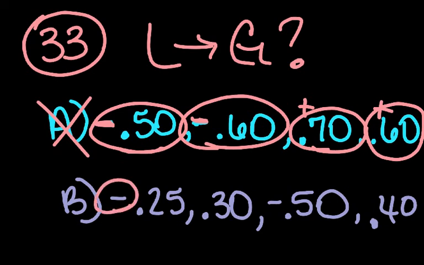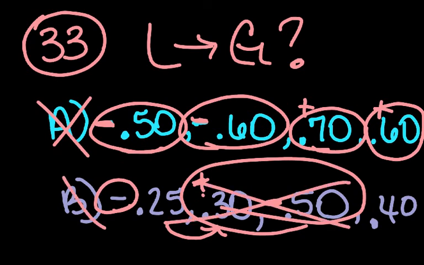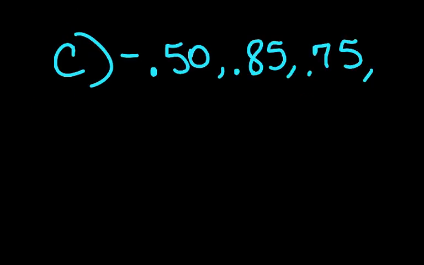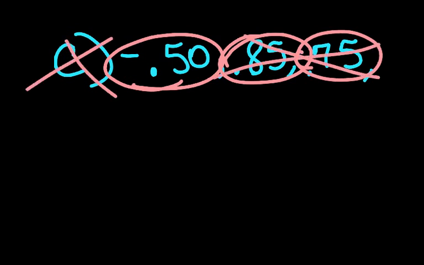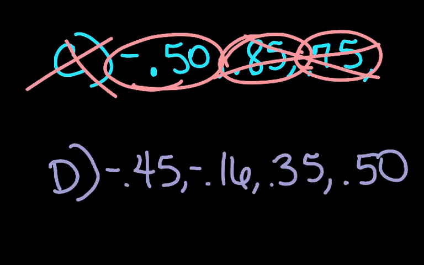Okay, B I already changed to decimals. Already right here, the negative 25 cents is less than 30 cents. But you're never going to have a positive number that's less than a negative number. Therefore, this cannot be correct, so B cannot be your answer. If we look at C, you have a negative 50, which is less than 85 cents. But then, of course, 85 cents is not less than 75 cents. Therefore, that cannot be your answer either.